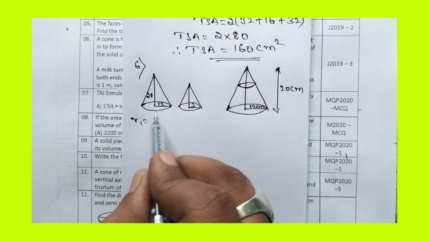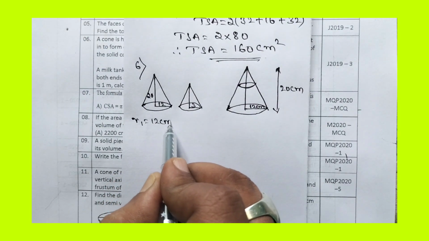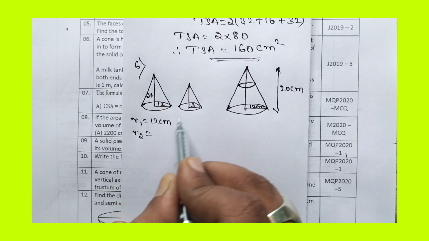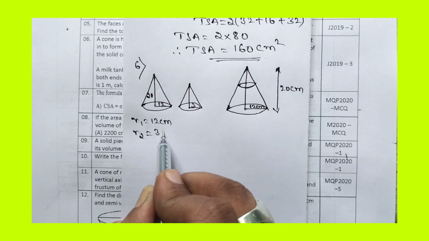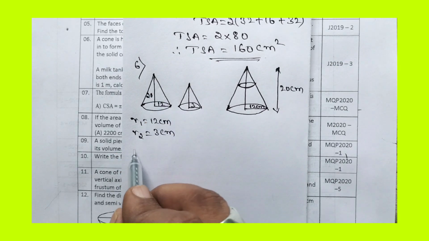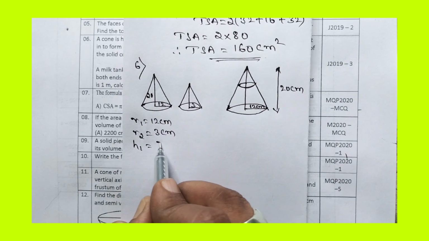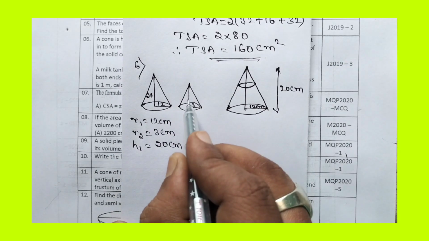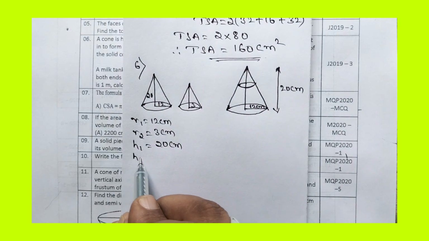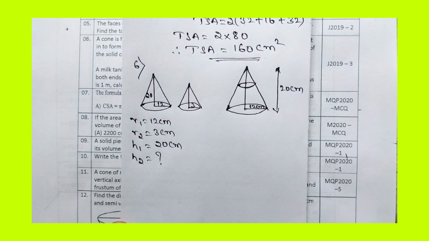So R1 is the radius, 12 centimeter. R2, the radius of the smaller cone, is 3 centimeter. Height of the bigger cone H1 is equal to 20 centimeter and height of the smaller cone H2 is equal to question mark. First, let us find out the height of the smaller cone.